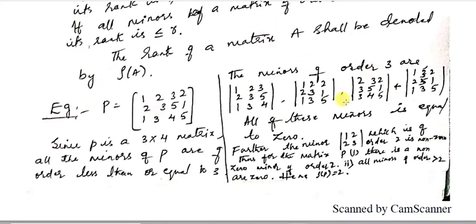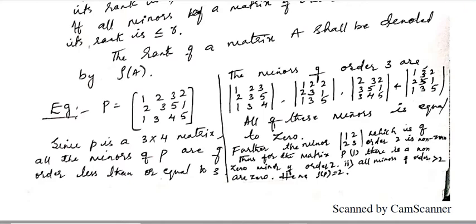And that minor is 1, 2, 2, 3. If we expand this determinant, the value is not 0. Hence we can say the rank of the matrix P is 2. This is how we can find the rank using the definition. What we have to do is consider the minors of order less than or equal to the given order, and we can obtain its rank.